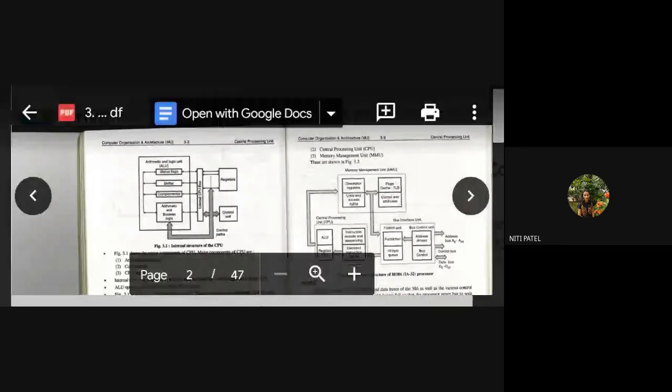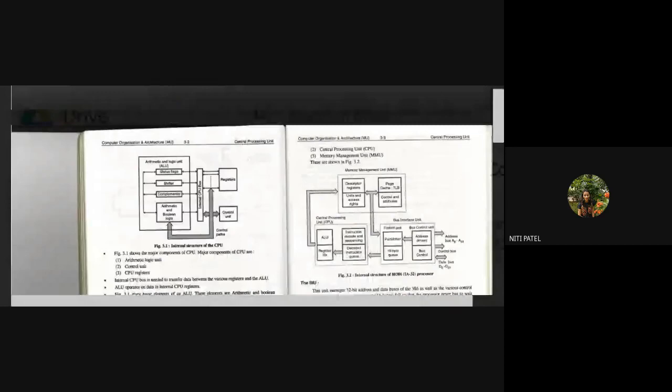Whatever communication your ALU does with the register and whatever communication your ALU does with the control unit is handled by whom? It is handled by the internal CPU bus. The function of the internal CPU bus is to carry data from register to ALU, ALU to register, control unit to ALU, ALU to control unit.